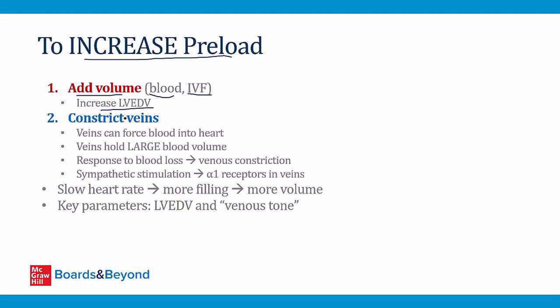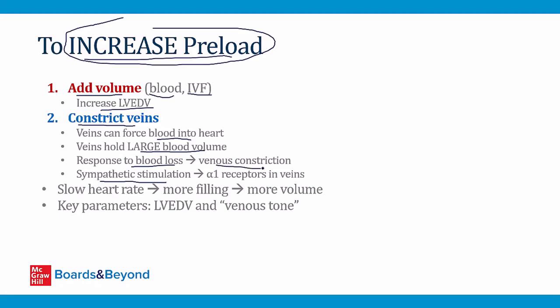Another way to raise preload that's less obvious is to constrict veins. So the veins in our body hold a very large volume of blood, and if they constrict, they will push that blood out of the venous system and back into the heart, and that's going to increase the preload. And this is one of the major ways that our body responds to blood loss. So if you lose blood, then the sympathetic nervous system will stimulate receptors on your veins, and the veins will constrict. This is done through alpha-1 receptors in the veins. And when those veins constrict, they push blood back into the heart and they raise the preload, which, as we talked about on previous slides, is going to increase the cardiac output, which is a good thing if a person has lost blood volume.